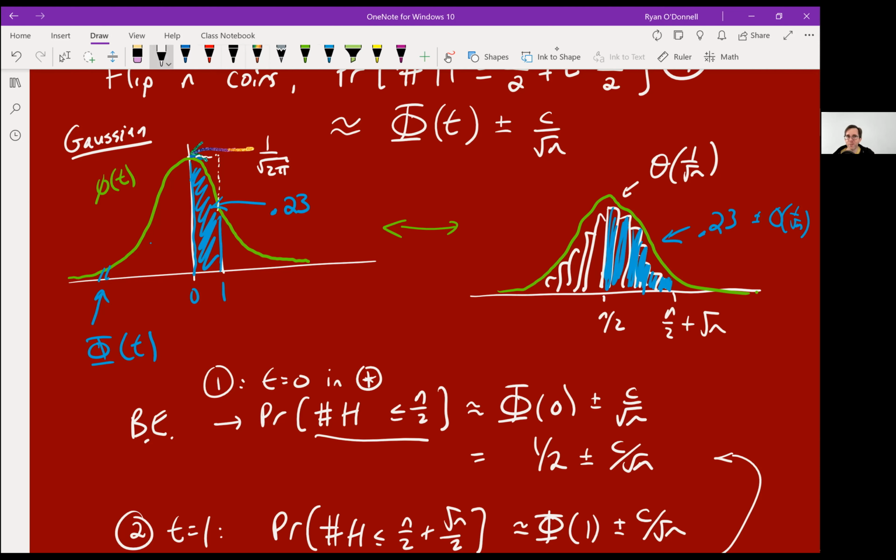I don't know what 1 over root 2 pi is numerically. Anyway, the point is that this blue curvy trapezoid kind of looks like the rectangle, so it looks like 1 over root 2 pi, but there's a pretty chunky error here. So it's not exactly great.